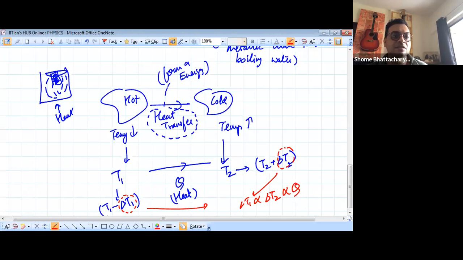And finally, we'll see that the amount of heat transferred is also proportional to things like the mass of the cold body or the mass of the hotter body, and the material of the hotter body, something called specific heat capacity. So these are some of the terms you might be familiar with.